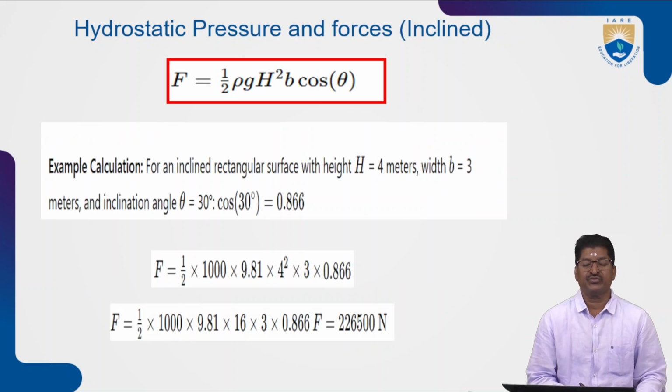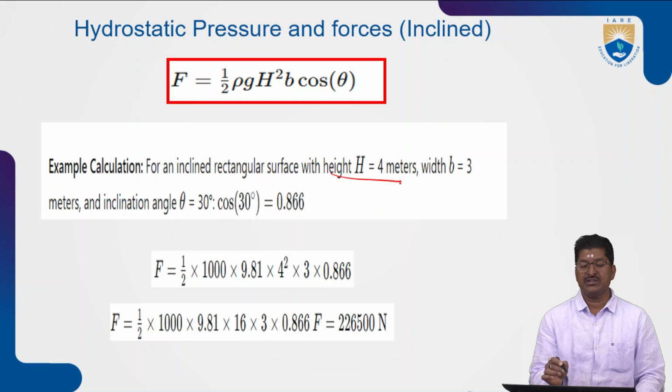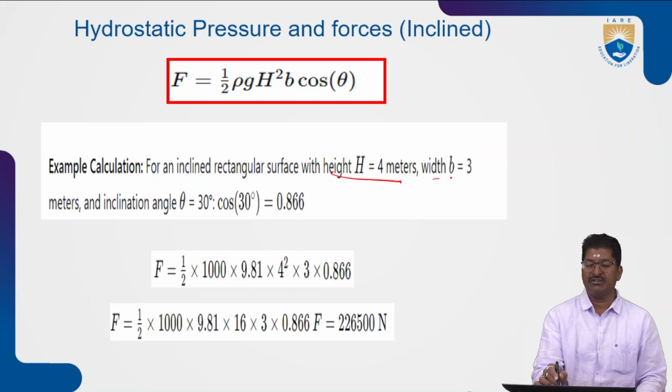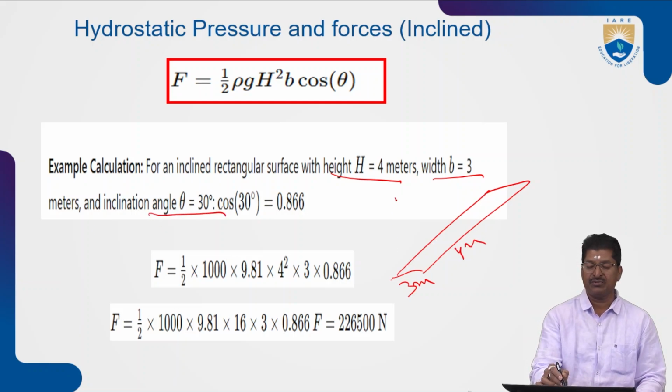So this is the force formula: rho g h squared B into cos theta. If you see the example, for an inclined rectangular surface, the height of this inclined surface is given as 4 meters and the width is 3 meters. So this is 3 meter, this is 4 meter. The inclination theta is 30 degrees.